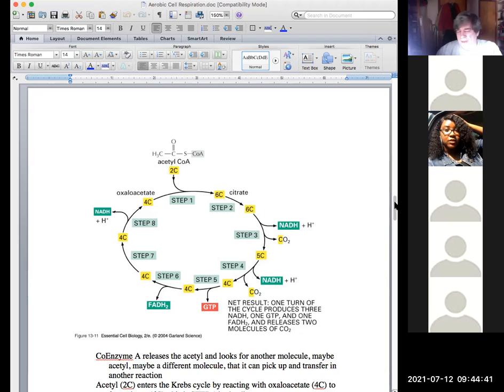Now remember, this is called the Krebs cycle or the citric acid cycle. And if you remember back when we talked about photosynthesis in plants, we had C3 plants and C4 plants. And they were named for the first stable molecule they made. So sometimes this is called the citric acid cycle because it's named for the citrate. Citric acid gets changed to isocitrate.